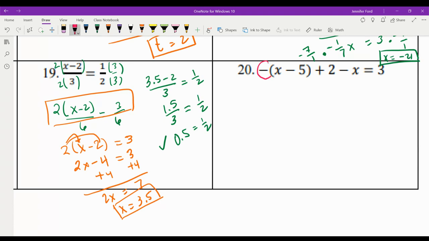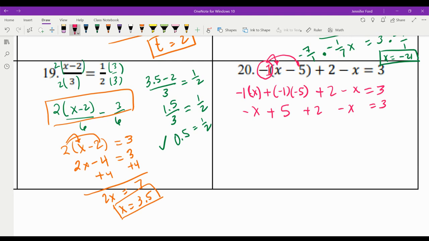Okay. Whenever you see a negative in front of a parentheses, remember that means -1. So this is -1 times x, and then -1 times -5 plus 2 minus x equals 3. Negative x plus 5, negative times negative is positive, plus 2 minus x equals 3.